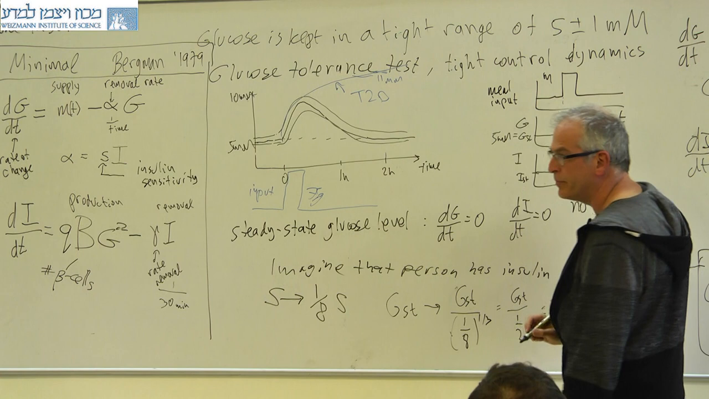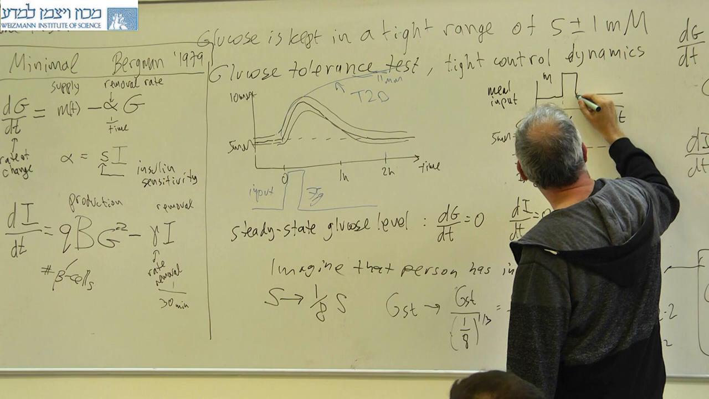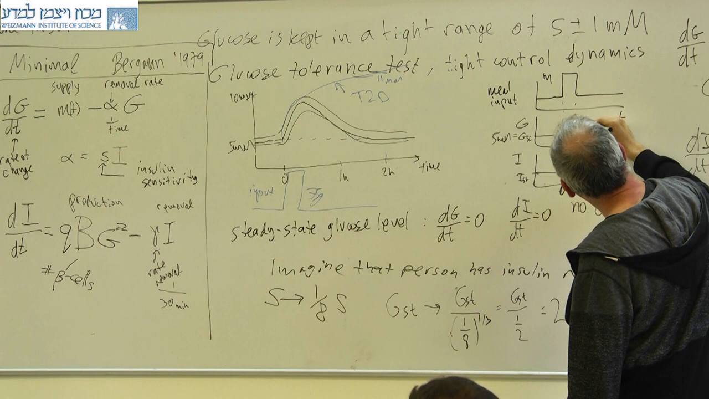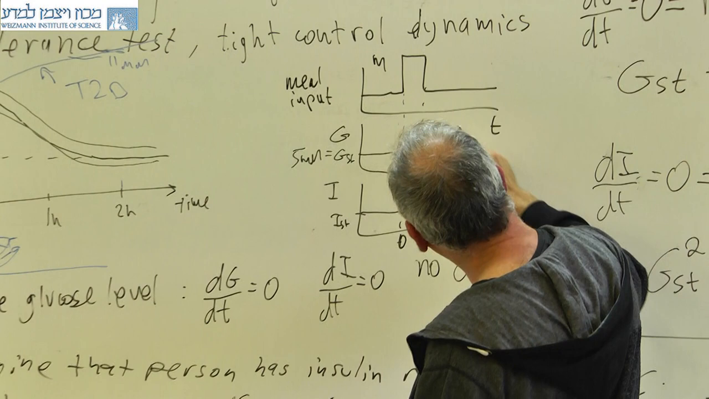What happens when insulin goes up? When insulin goes up, there is more removal of glucose, so glucose stops going up so quickly. And when the meal drops, because there's no production anymore, glucose is removed and goes back to baseline. And because glucose goes down, insulin goes down to baseline. And you get something that looks like this.